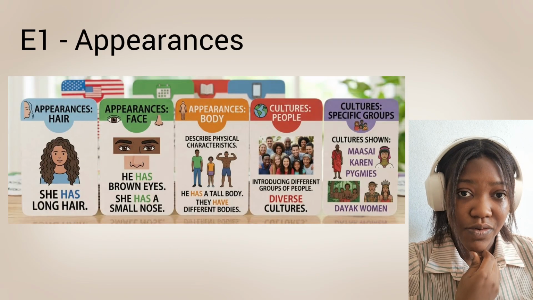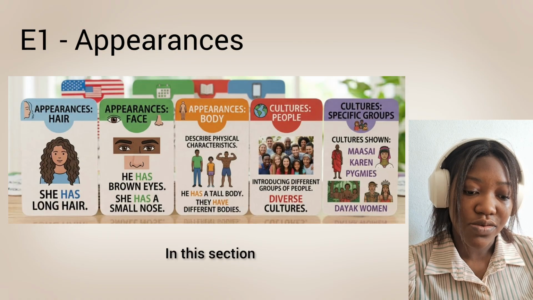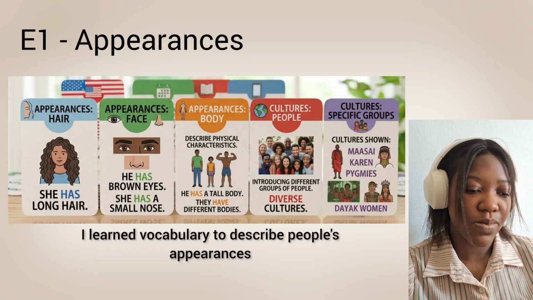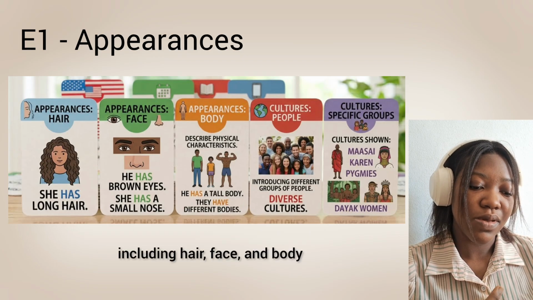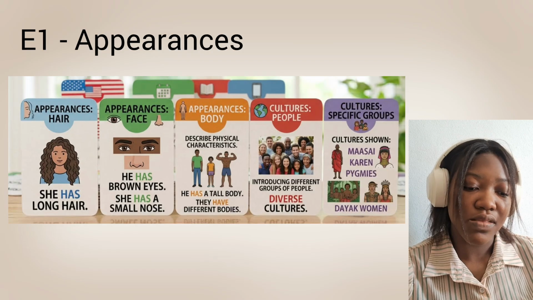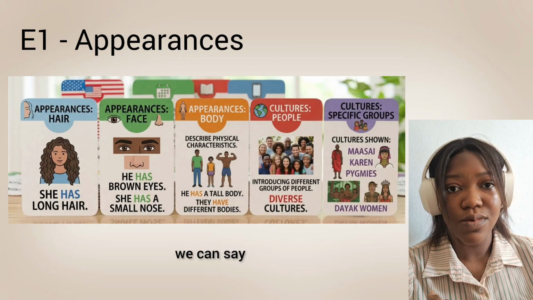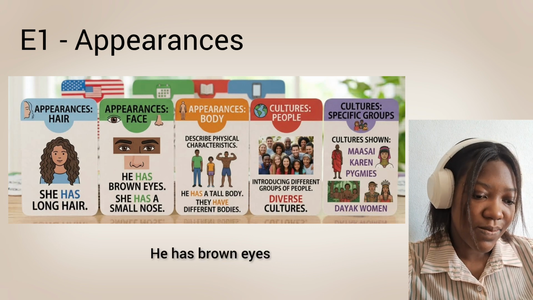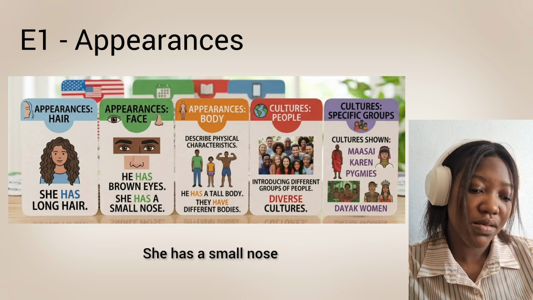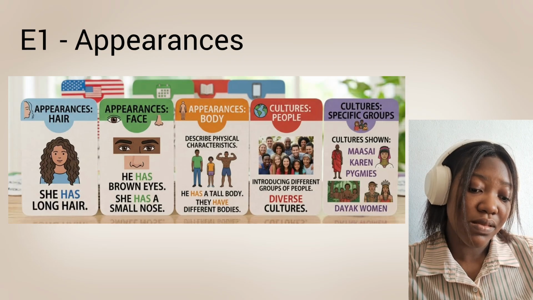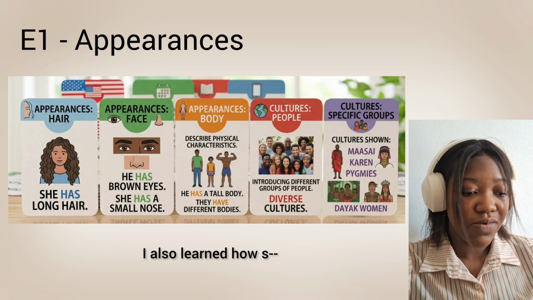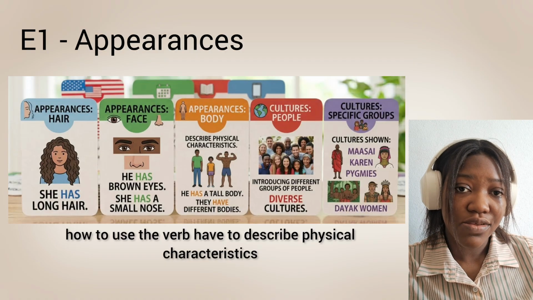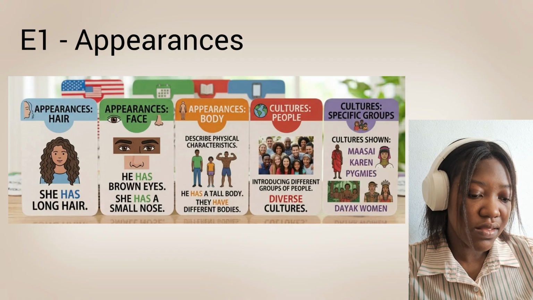E1 section, Appearances. In this section, I learned vocabulary to describe people's appearances, including hair, face, and body. For example, we can say, she has long hair. He has brown eyes. She has a small nose. I also learned how to use the verb have to describe physical characteristics.